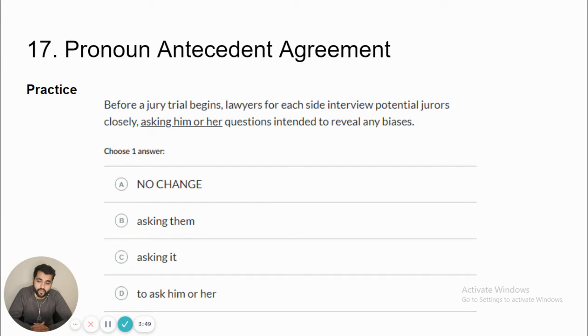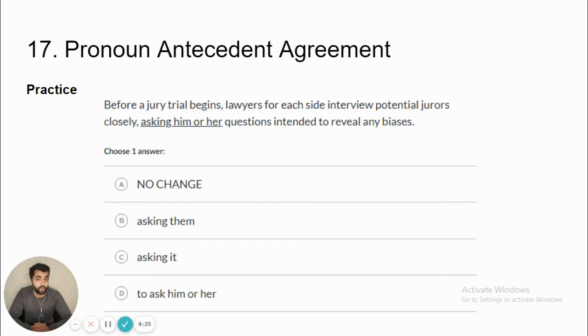So let's do a practice question. Before the jury trial begins, lawyers from each side interview potential jurors closely, asking him or her questions intended to reveal any biases. Right. So the lawyers for each side interview potential jurors. So the lawyers ask questions of jurors. Right. Because jurors is a plural noun, we cannot use asking him or her, because him or her is used for replacing singular nouns, right?